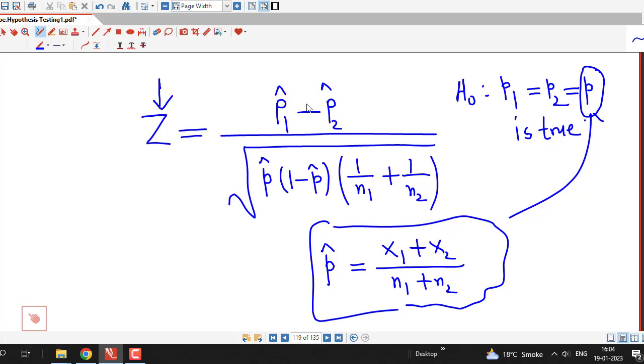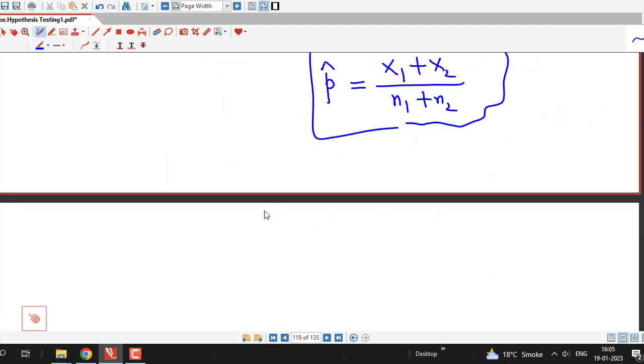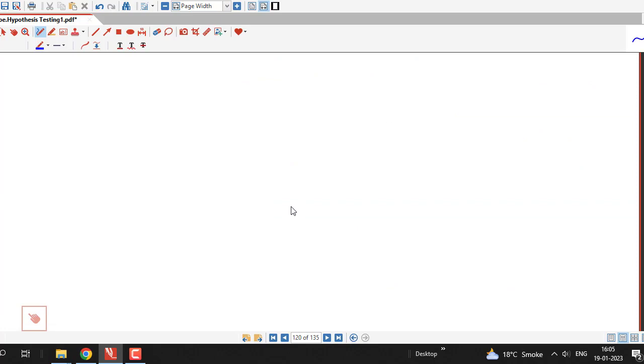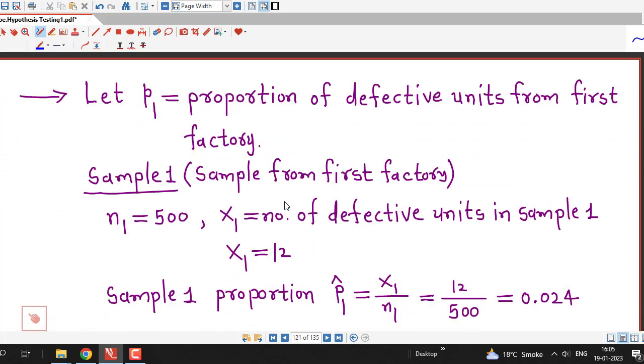We will calculate this estimator of the common population parameter, and we have all this data. Using this data, we will calculate the value of the test statistic, and we know that the distribution of this test statistic is normal. So we will find z critical values using the standard normal cumulative table, and then we will take our decision. I have written all these things systematically here.